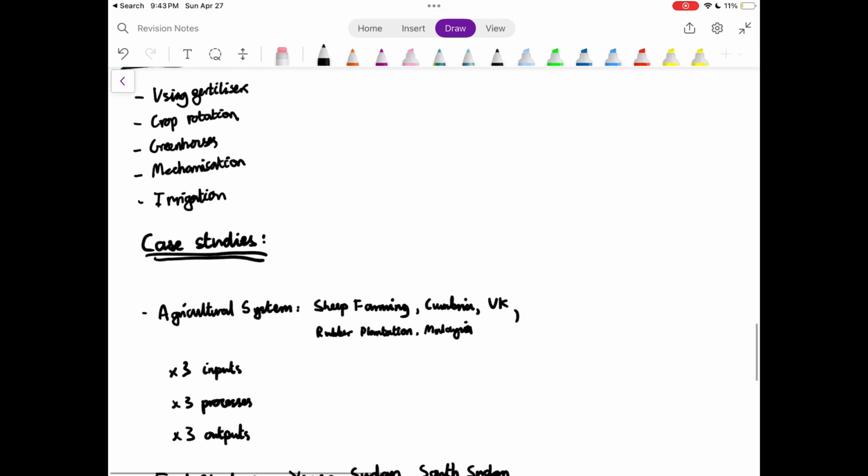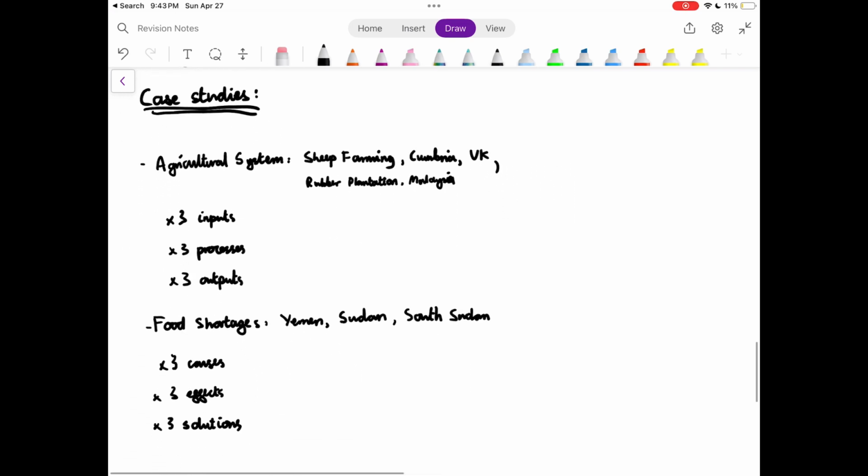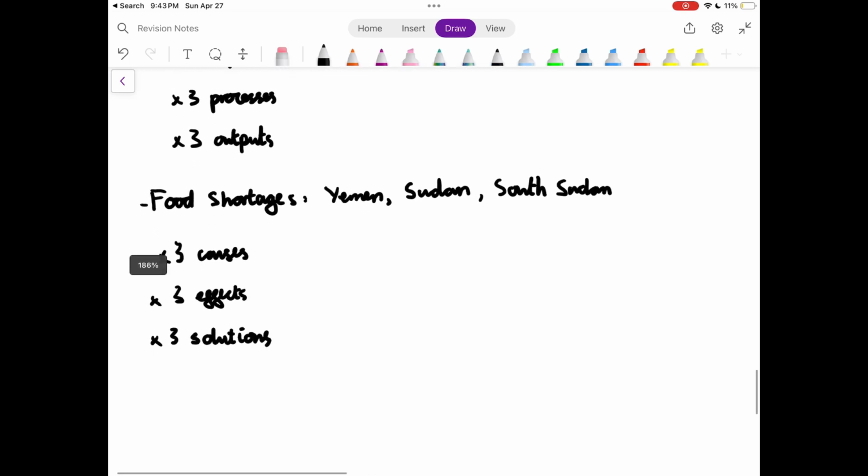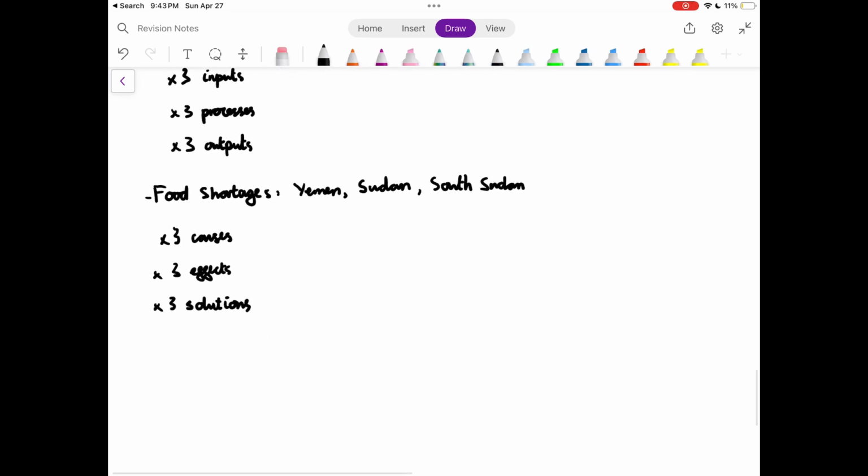Okay, so now we're going to be looking at the case studies that you need to know for this topic. The first one is an example of an agricultural system. And for this case study, you need to know 3 inputs, 3 processes, and 3 outputs of that particular system. And you also need to know a case study on a country that suffers from food shortages. So for this, you need to know 3 causes of the food shortages, 3 effects of the food shortages, and 3 solutions to help minimize and improve food distribution.